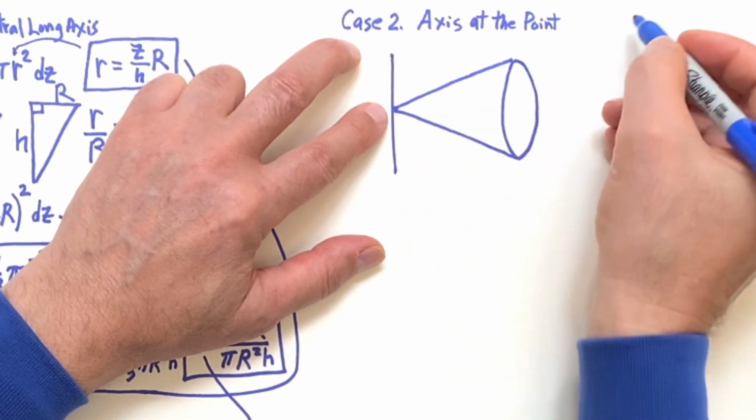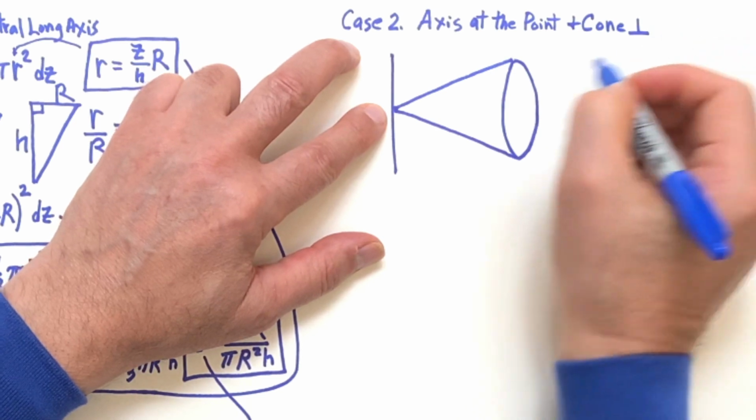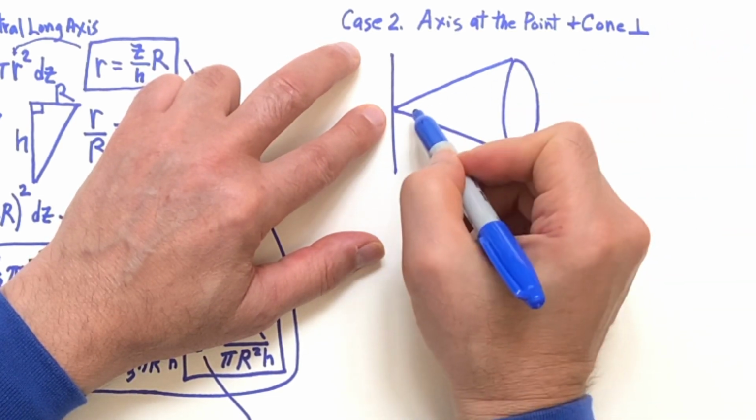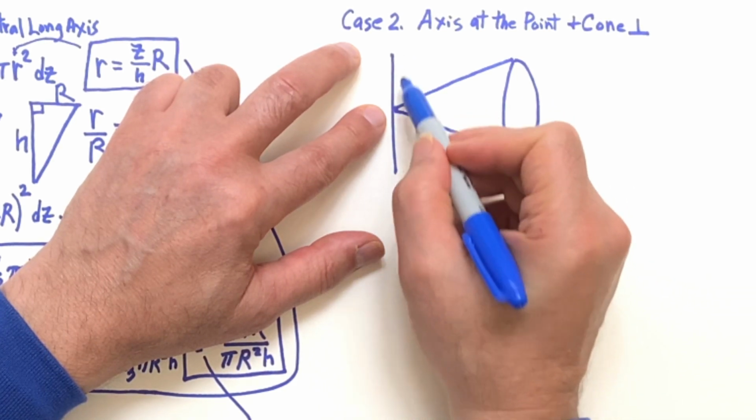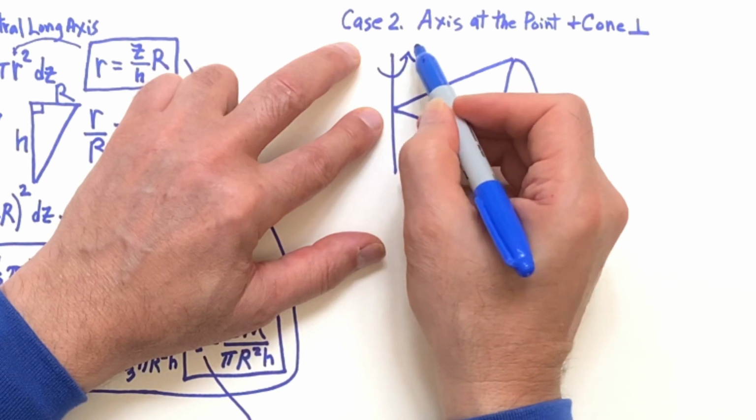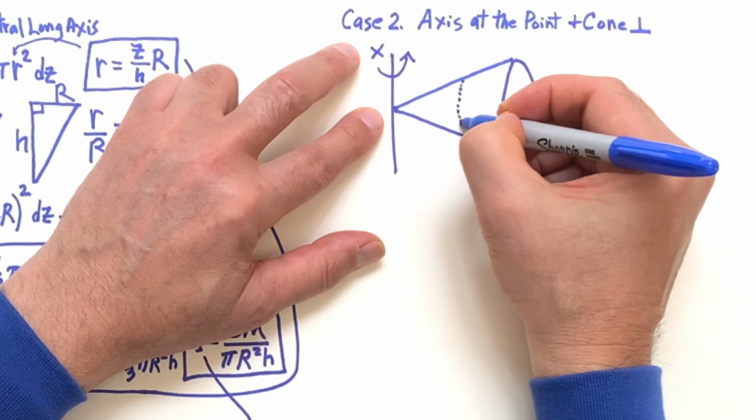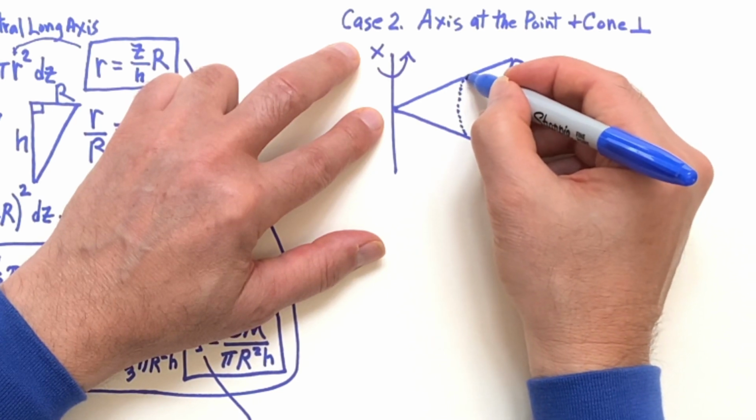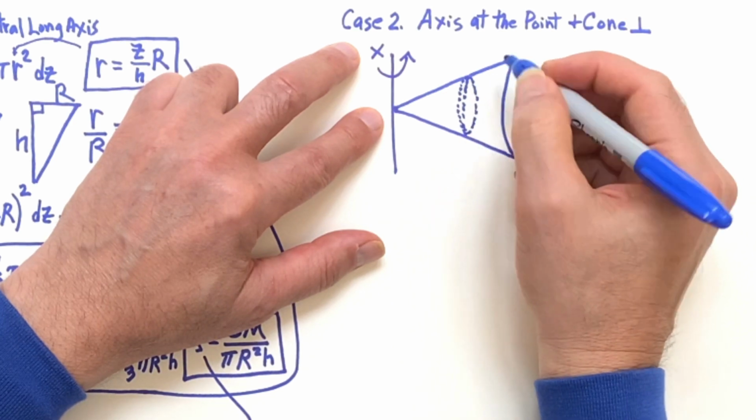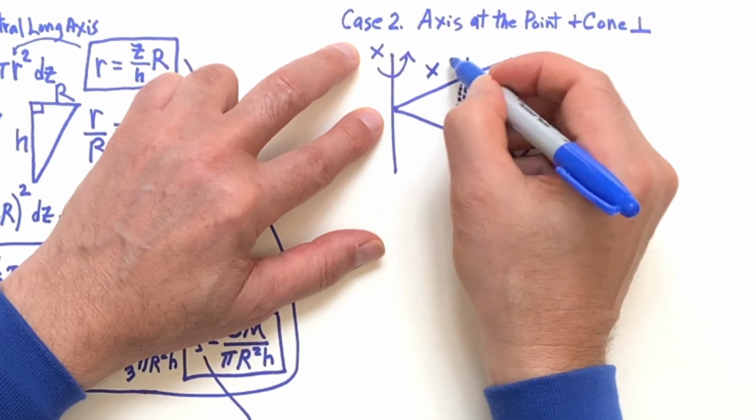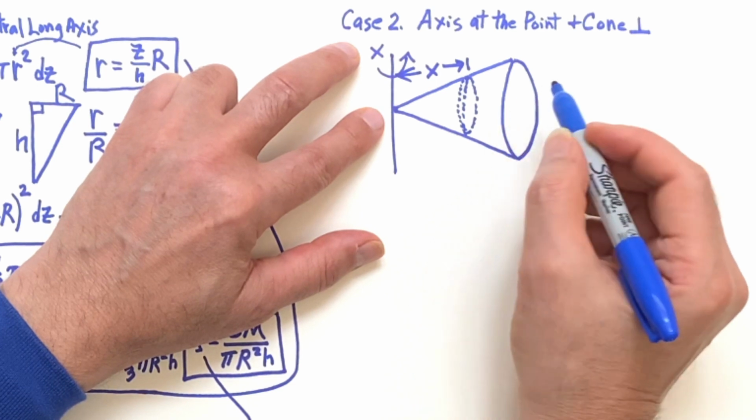So the axis at the point of the cone is perpendicular. The central axis, the lengthwise axis of the cone, is perpendicular to this axis. So we'll call this axis here X. And the secret will be to consider a little disc that's a distance X away. We want to sum these up.